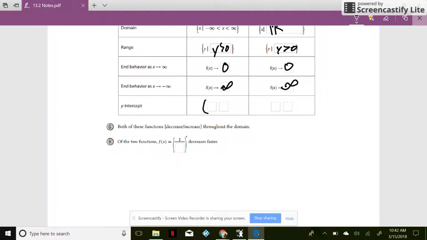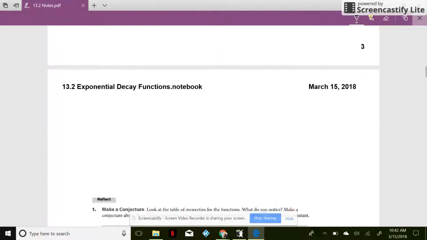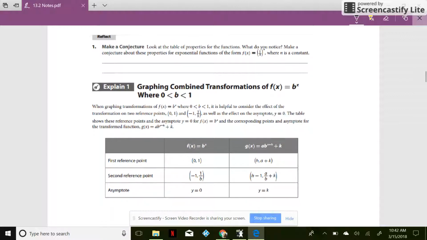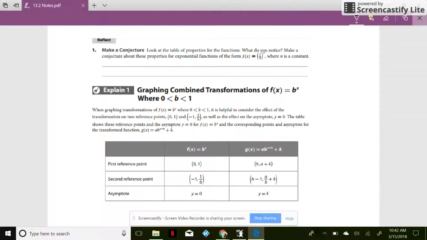And as happened last time, they both have the y-intercept at 0, 1, because anything to the 0 power is still 1. Though this time these functions decrease, we want to think about which one decreases faster. That would be the 1 over 10. Bigger number is going to decrease faster. So if we look at that table of the properties, what do we notice? They're all the same. All of the properties are the same. Domains are the same, the ranges are the same, the intercepts are the same.